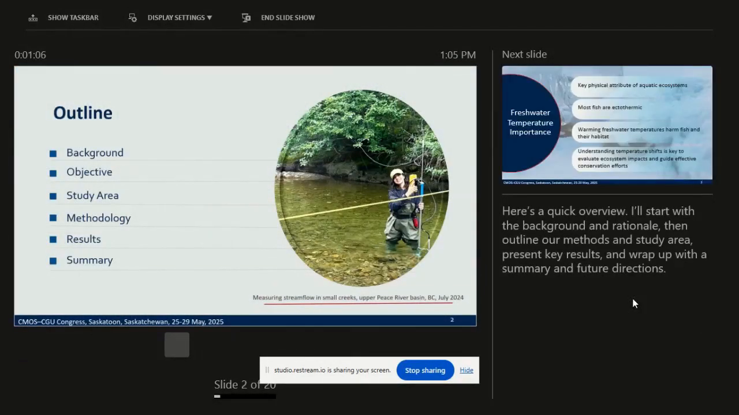This is a quick overview of the slides. I'll go over the background of the study, the objective, the methodology that we used, some key results, and then wrap up with a summary of slides.